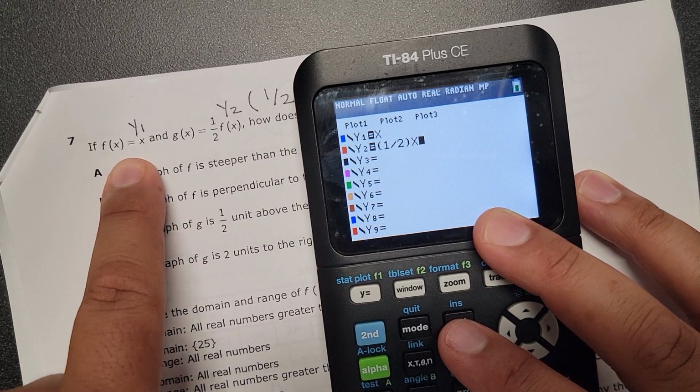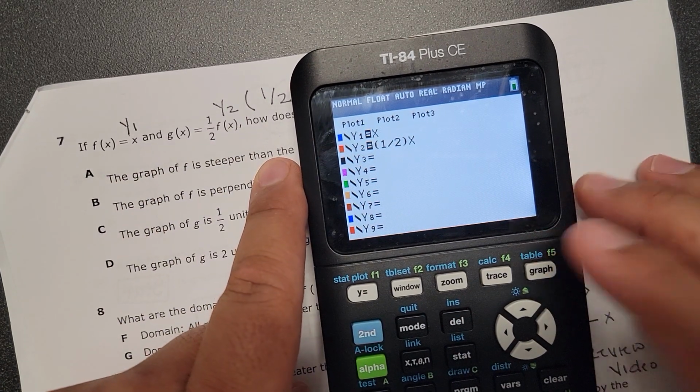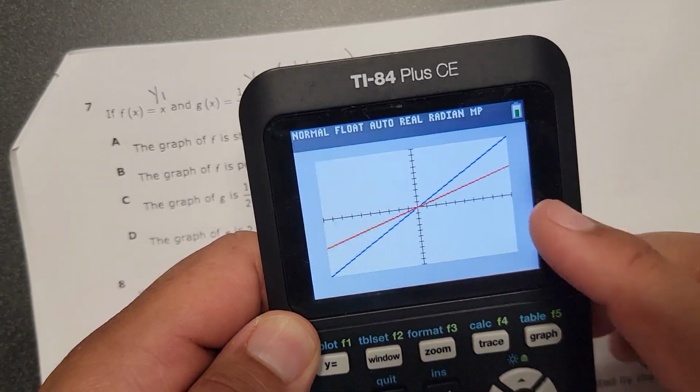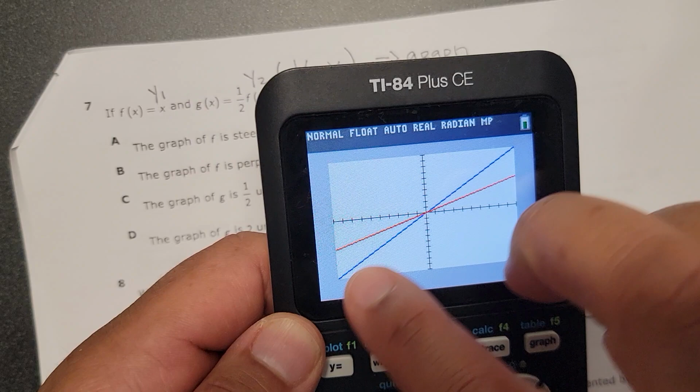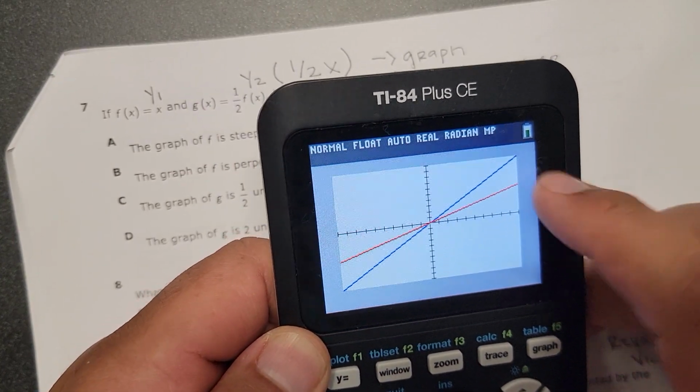First graph, second graph. And let's go ahead and look at it. So it's the first one, that's the second one.